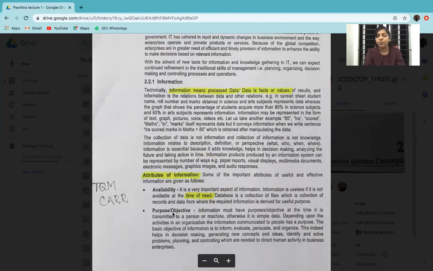So say it with me. Attributes of information. TQM CAR. T for transparency, Q for quality, M for mode and format, C for completeness, A for accuracy, R for reliability, and R for rate.